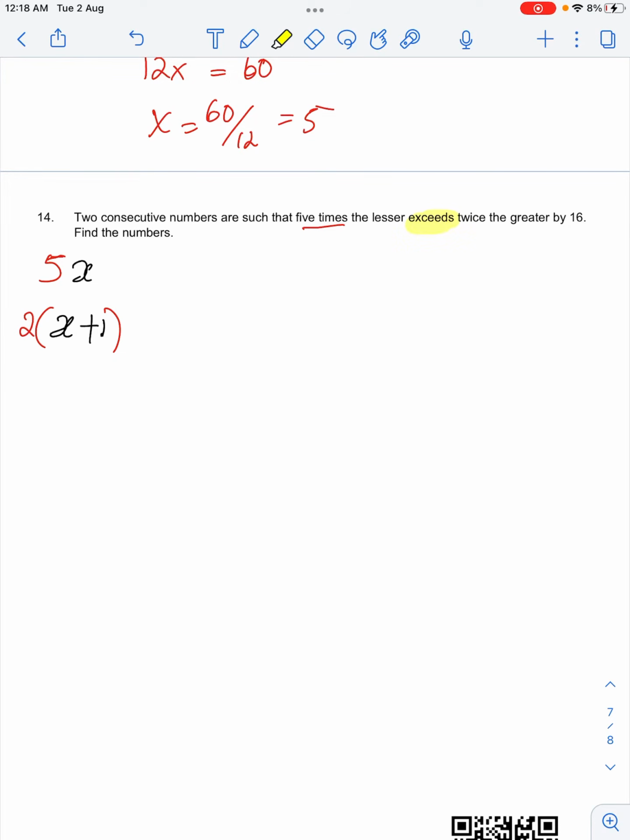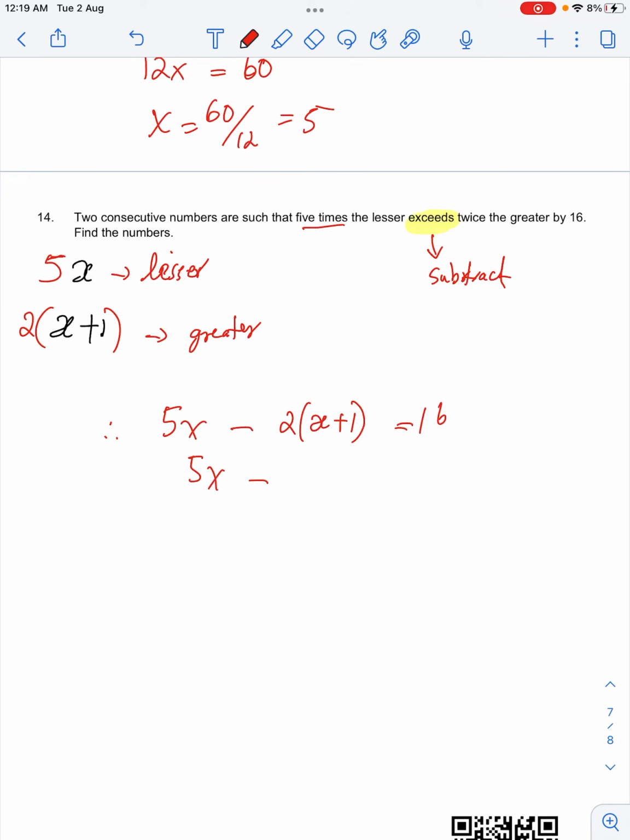The word exceeds means you are supposed to subtract them from each other. That means this is the lesser number, and this here is the greater number. Therefore, if you say 5 times, we need to subtract, therefore we say 5x minus 2 times x plus 1. This should give us 16 as an answer. So 5x minus, obviously now you are going to multiply out like that. So that is 2x minus 2 equals 16.